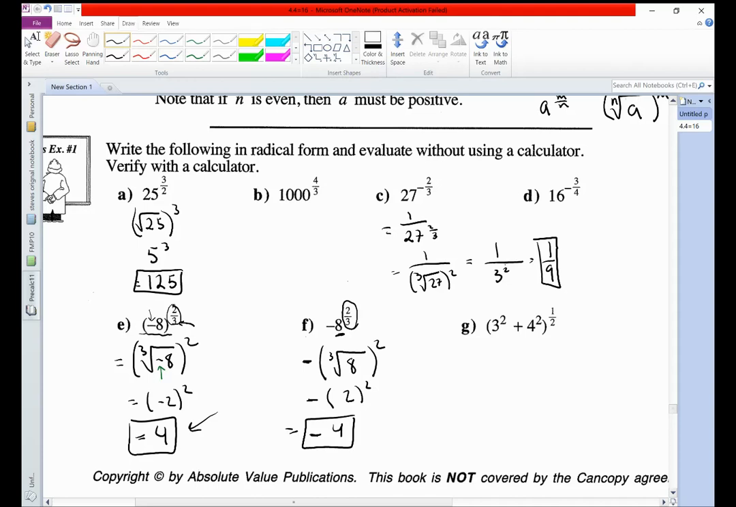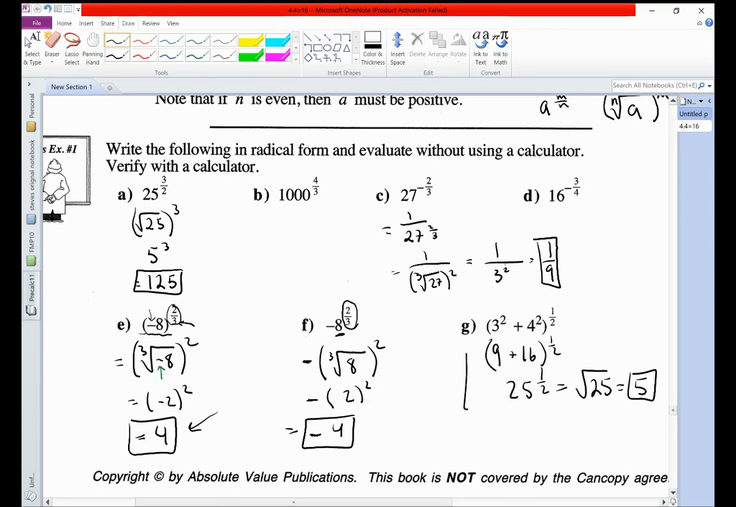And the last one that we will do is 3 squared plus 4 squared all to the power of 1/2. So you can say 3 squared is 9 plus 4 squared is 16 all to the power of 1/2. And then 9 plus 16 is 25 all to the power of 1/2, which is the same as the square root of 25, which is just 5. Awesome.